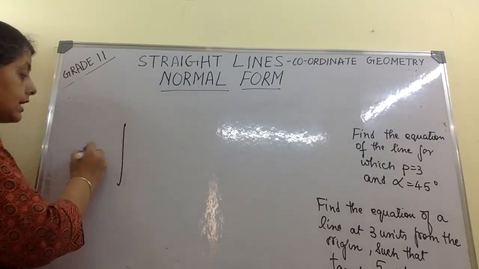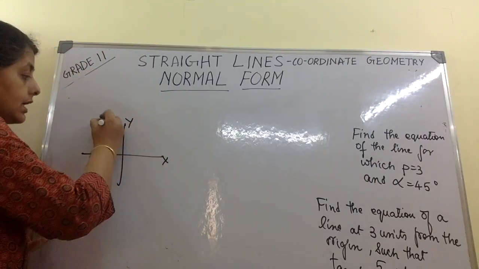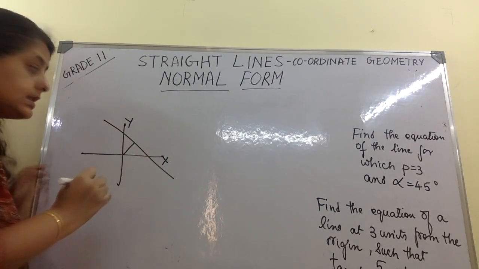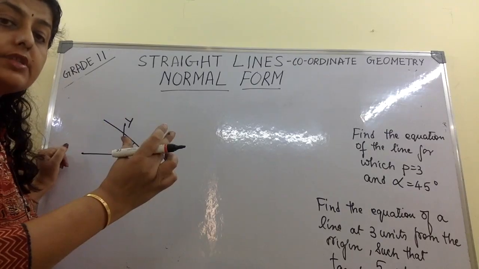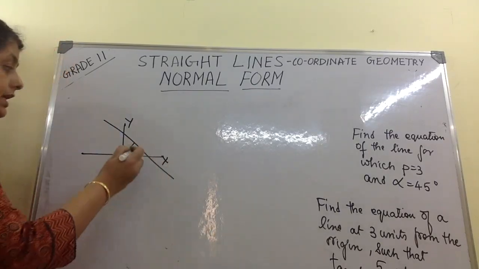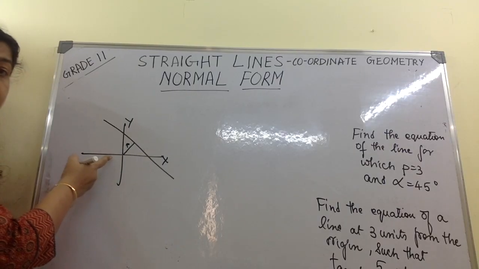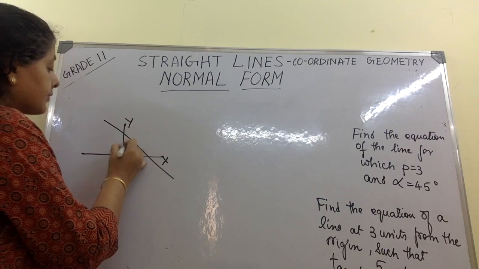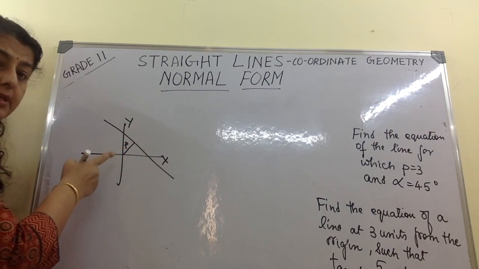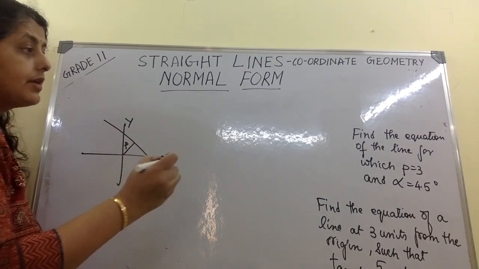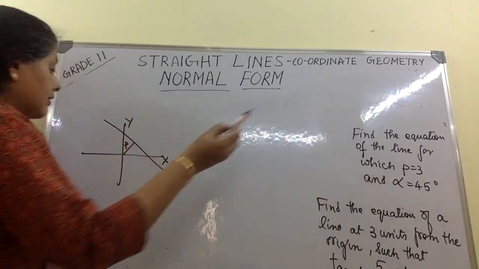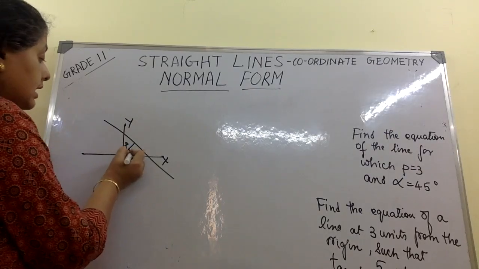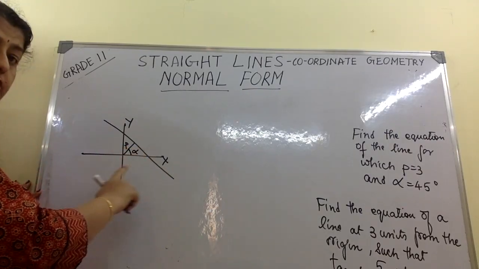Now if I have the x and y axis here, and I have a line going like this, I can draw a perpendicular. The length of this perpendicular is p. So the length of this perpendicular line is always p. And there is one angle alpha also. This alpha is how much the perpendicular is making with the positive direction of x-axis.